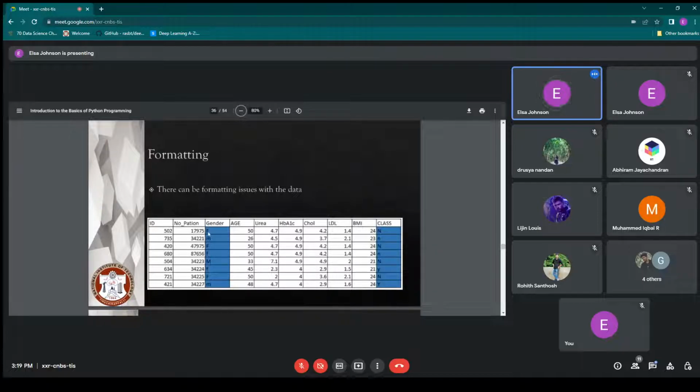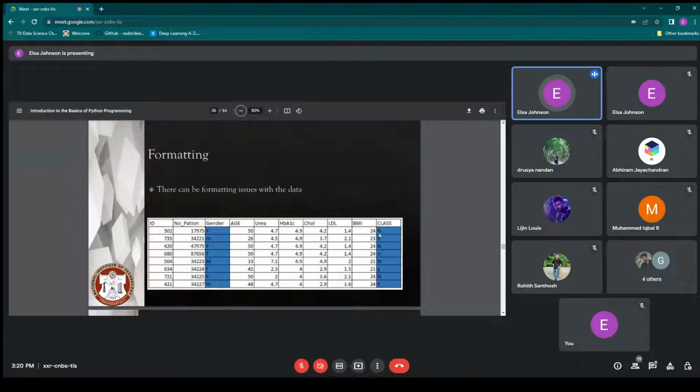But if the machine reads this particular data, it will be giving out four classes: two for capital FNM and two for small FNM. Where there should be two classes, it will be showing four classes. So that is a formatting issue. First you have to change it either to uppercase or lowercase before we do something with the data.